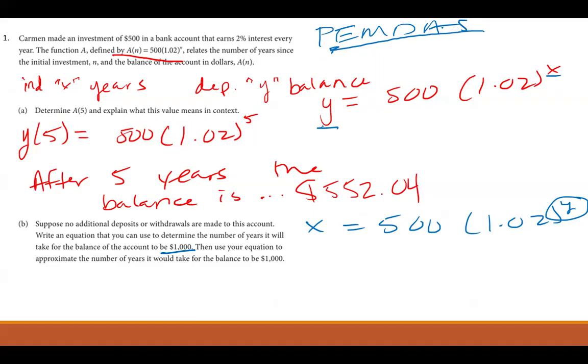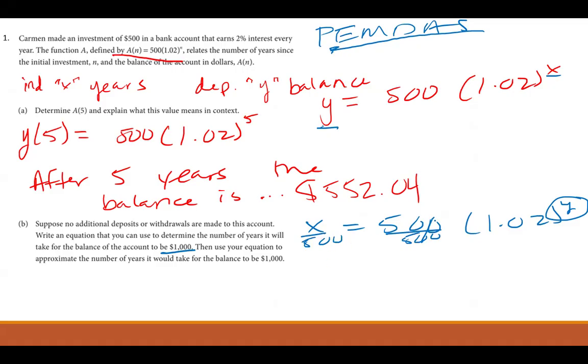So you're asking yourself, is there anything that I can add or subtract away to get y by itself? And the answer here would be no. Next step, is there anything I can multiply or divide away to get y by itself? And the answer would be 500. So I can divide both sides by 500.